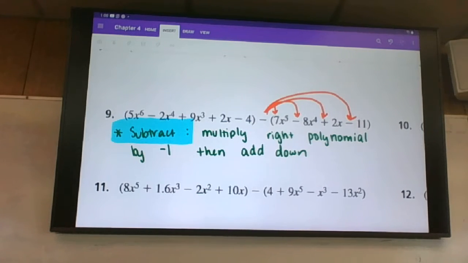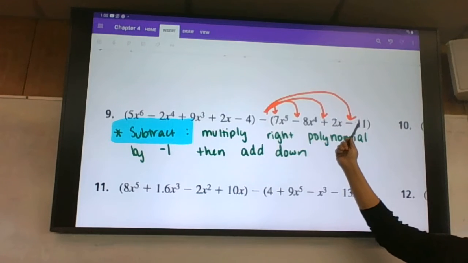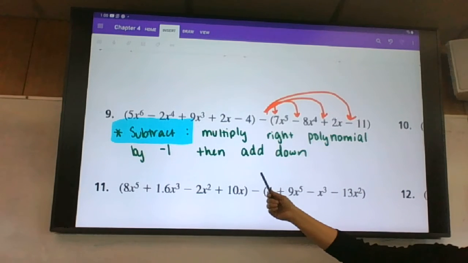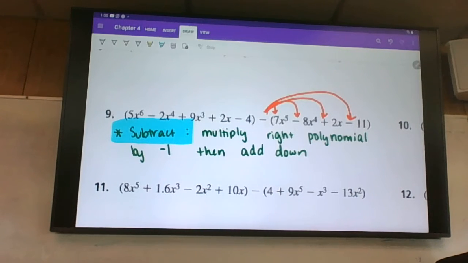Alright, if there's a subtraction sign, and we did this with complex numbers, I said distribute a -1. So I'm just saying that same thing here. With a minus sign, it's like you multiply everything here by -1. So I'm going to change all the signs, and then I'm just going to add down like I just did. So that's going to be negative 7x to the 5th. That's going to make it a positive 8x to the 4th minus 2x plus 11.